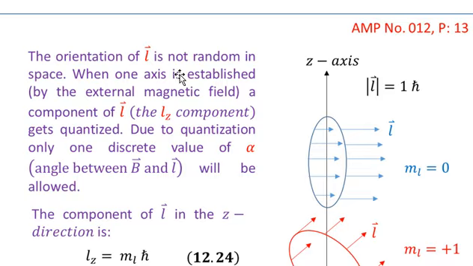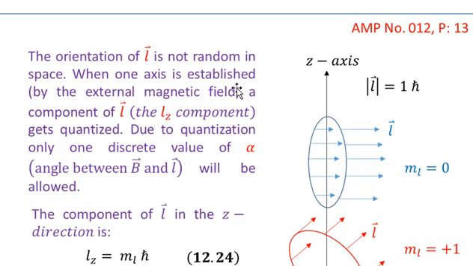But when the magnetic field is not present, then L is quantized in the sense that it is perpendicular to the current loop of the electron. In that sense, you can say that when the magnetic field is not present, then the direction of L is only known by the direction of the current loop. So the L vector will be perpendicular to the direction of the current loop. So the orientation of L is not random in space.